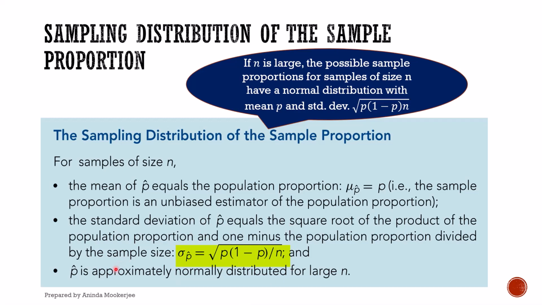As for the distribution, the shape, it says p hat is approximately normally distributed for large sample sizes, denoted by n. All right.